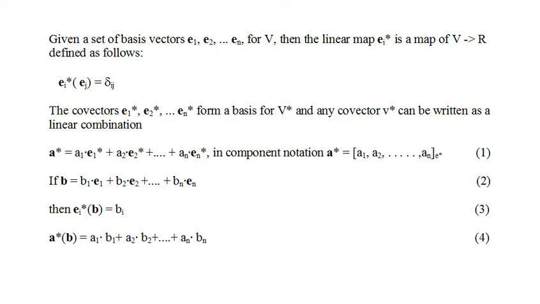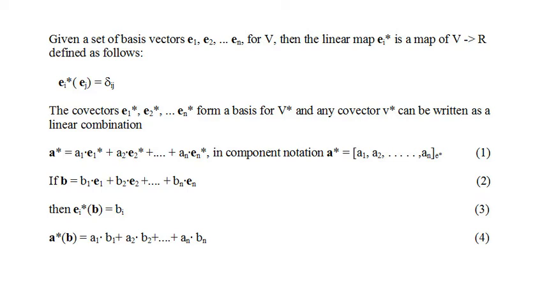Given a set of basis vectors, E1, E2, En for V, for each basis vector Ei, we can define a linear map from V to R, denoted by Ei star, defined as follows. Ei star of Ei equals 1, and Ei star of Ej equals 0 for j not equal to i. Thus, Ei star of Ej equals the Kronecker delta of i and j, which equals 1 if i equals j and 0 otherwise. Then the covectors E1 star, E2 star, En star form a basis for the covector space V star.